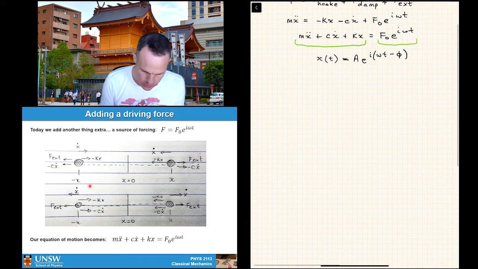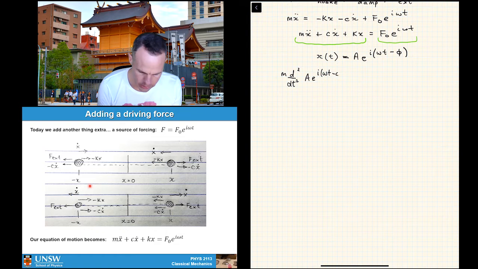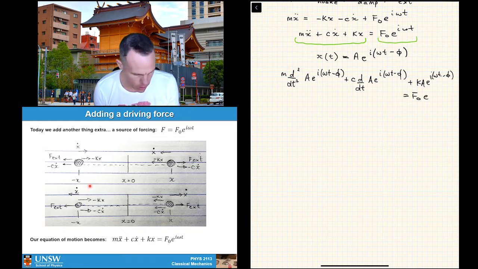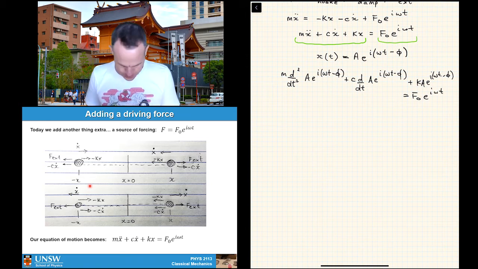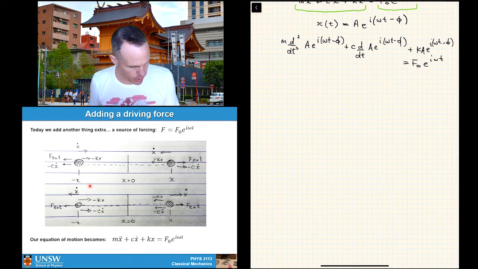equation, okay? So we have m d²/dt² of A e^(i(ωt − φ)) plus c d/dt of A e^(i(ωt − φ)) plus k A e^(i(ωt − φ)) equals F0 e^(iωt). I'm going to do this step by step so I get all the terms out properly. Where omega at the moment is the frequency of our driving force coming into this system. There's no reason to assume another frequency at this point.